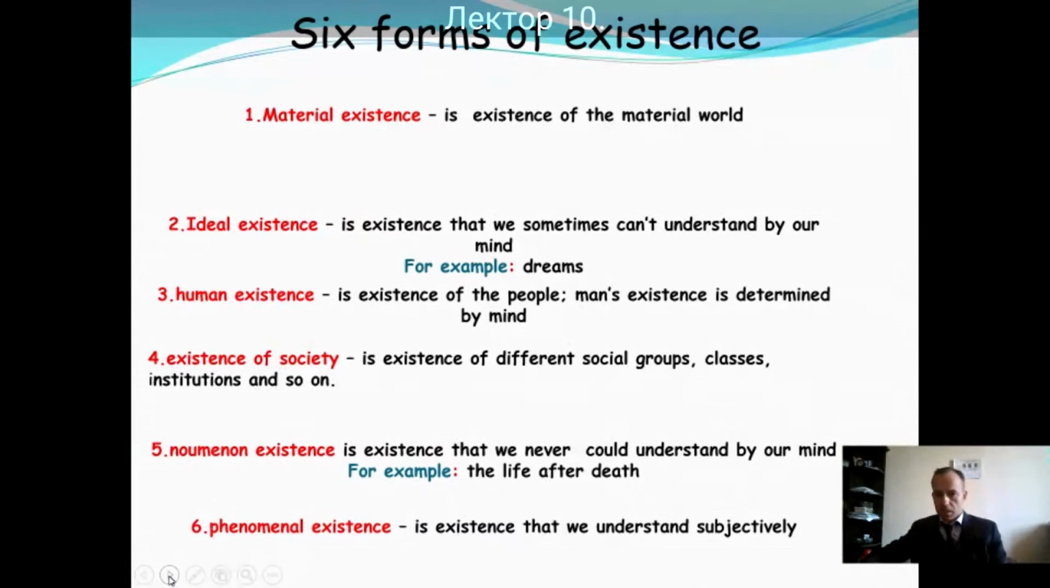Ideal existence. This is existence that we sometimes can understand by our mind, for example, our dreams. This form of existence is often used by philosophers of idealism when they need to describe some events of our world through their philosophy.